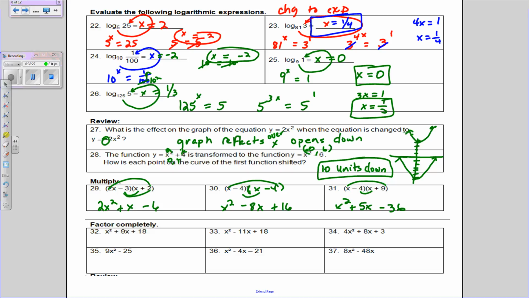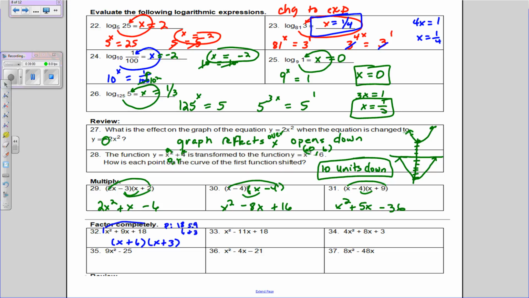Factor completely. We made this kind of small, but these are some of the mental math ones. For number 32, my product is 18. My sum is 9. So I'm thinking, first I thought of 9 and 2, it won't work. So what about 6 and 3? Since the coefficient of x squared is a 1, we get to go straight to parentheses. It's x plus 6, x plus 3.